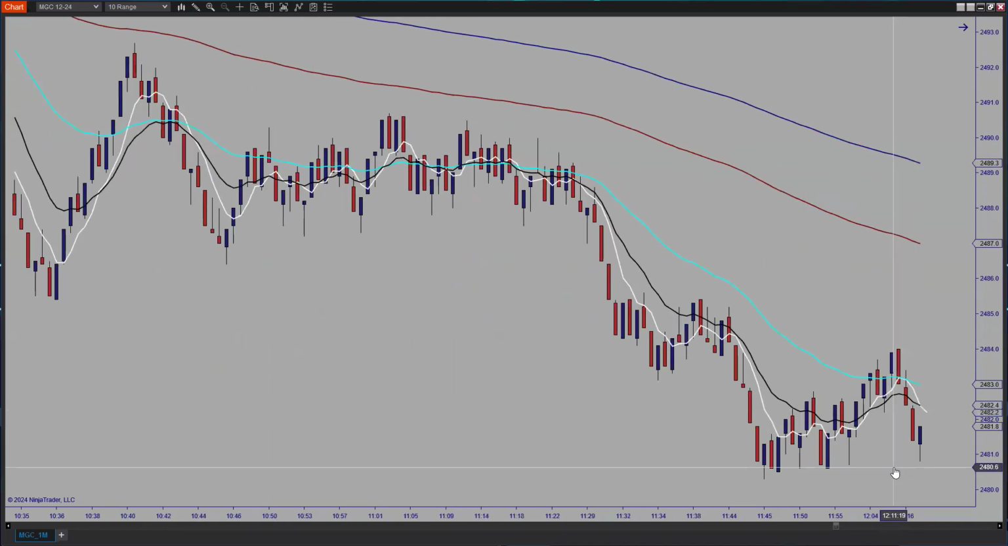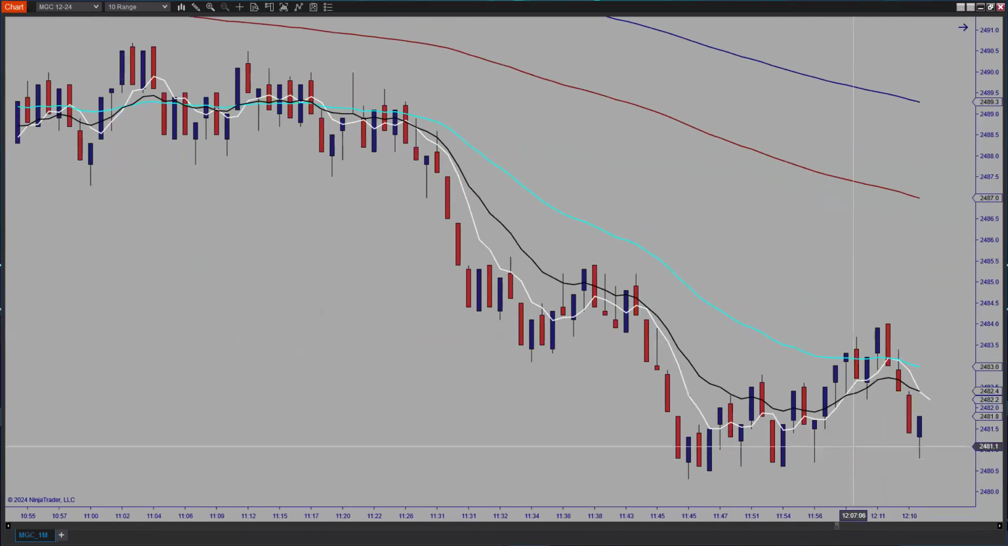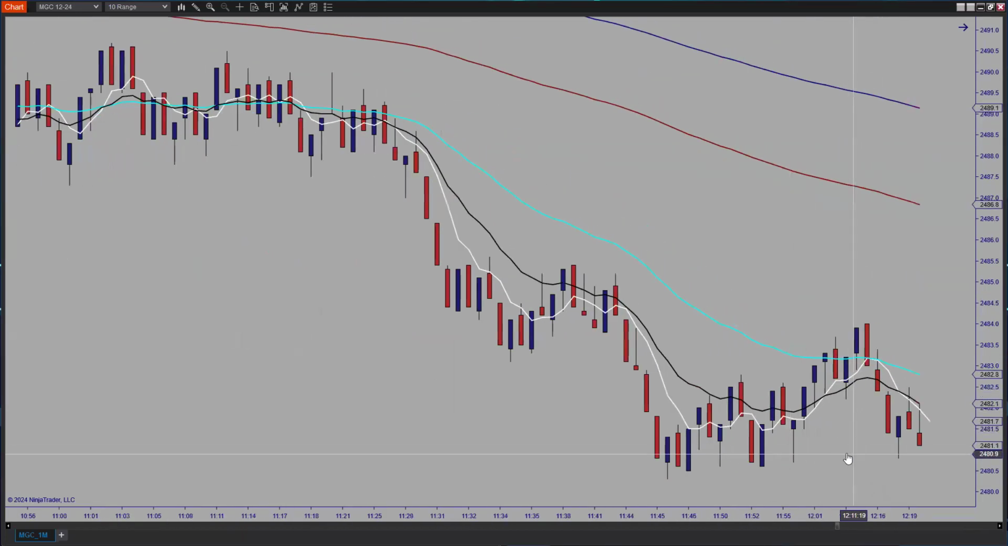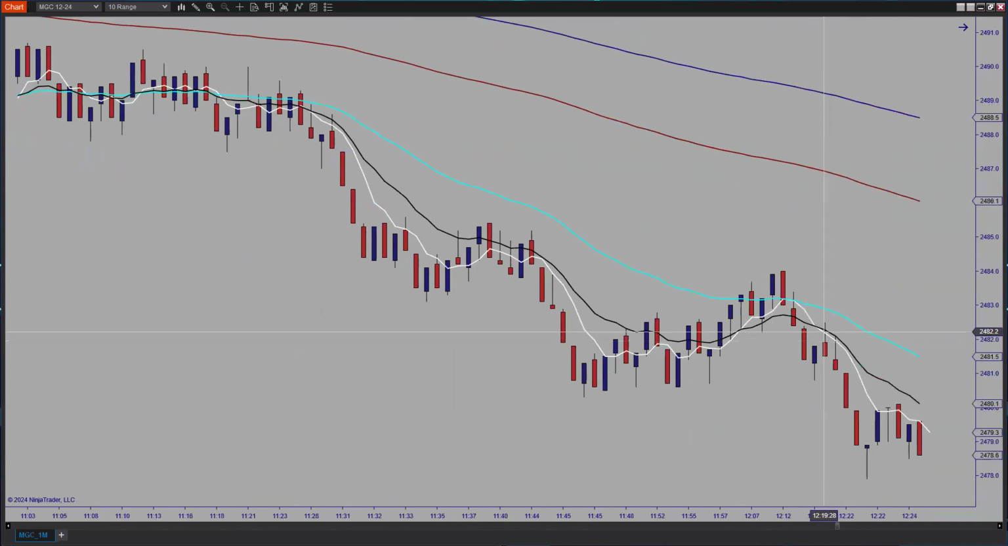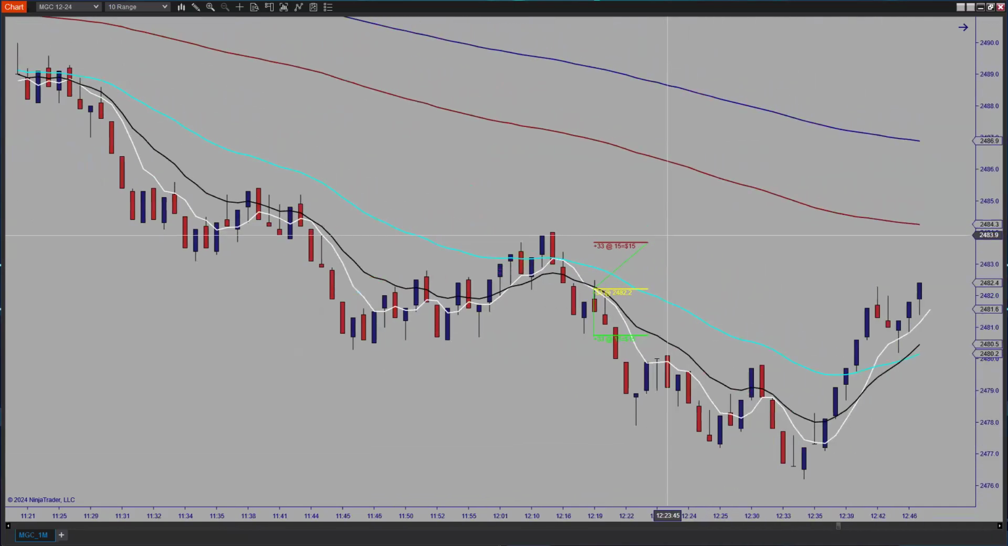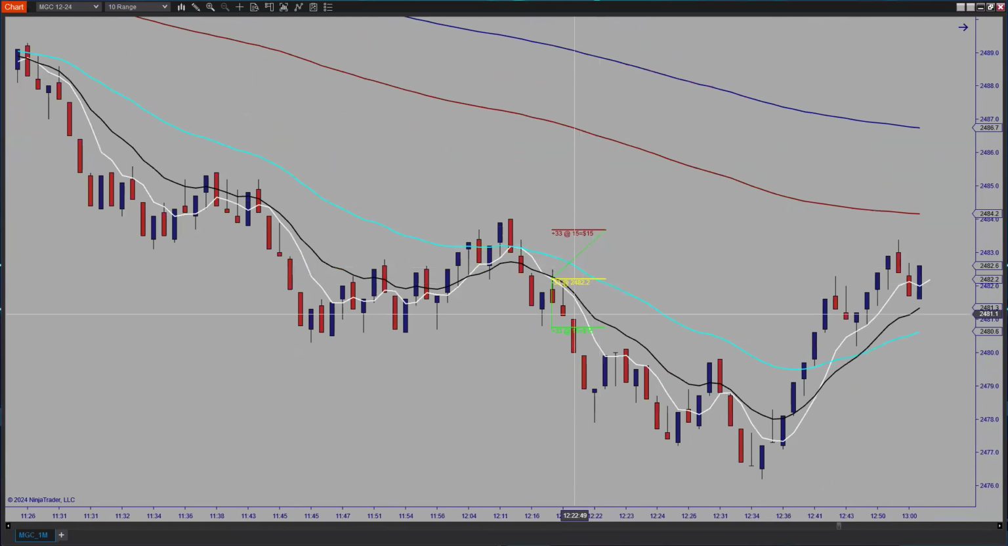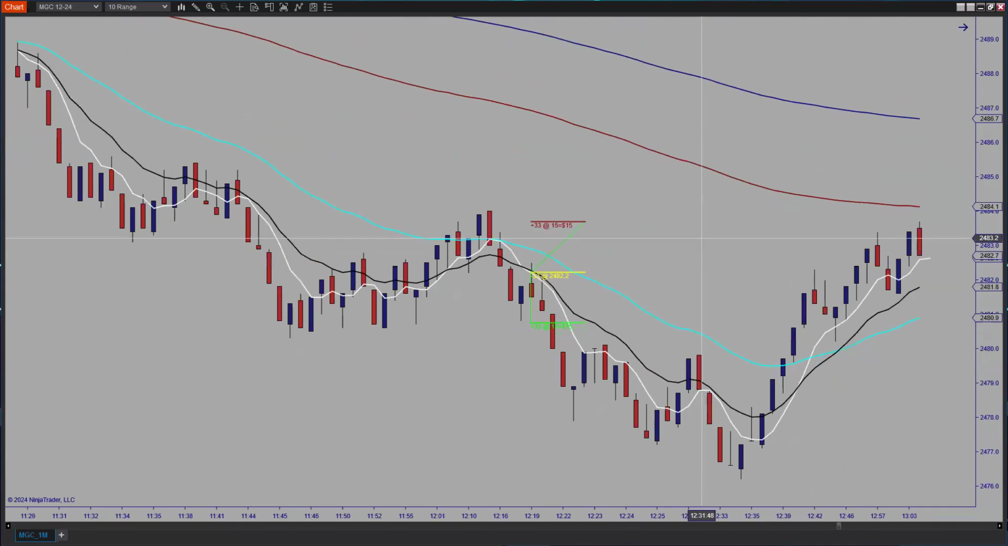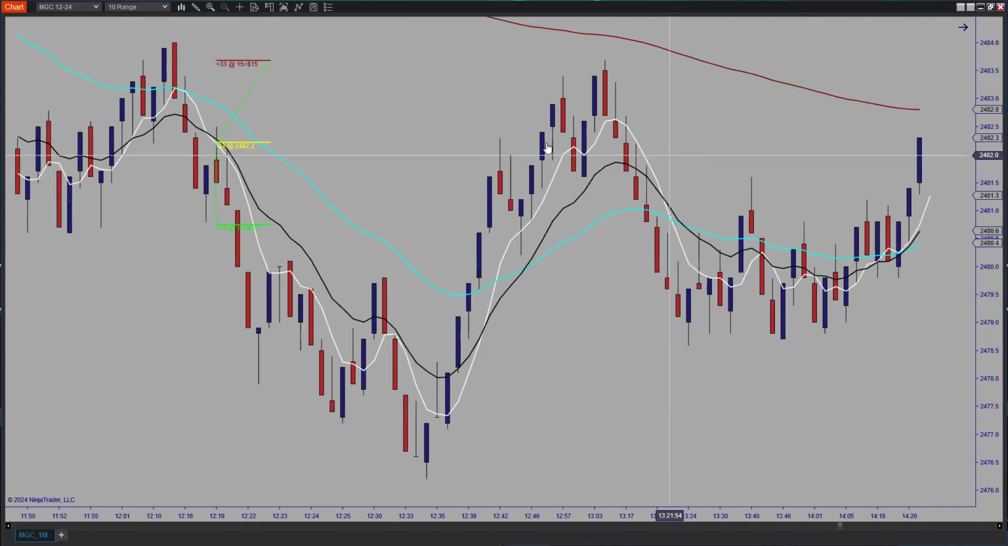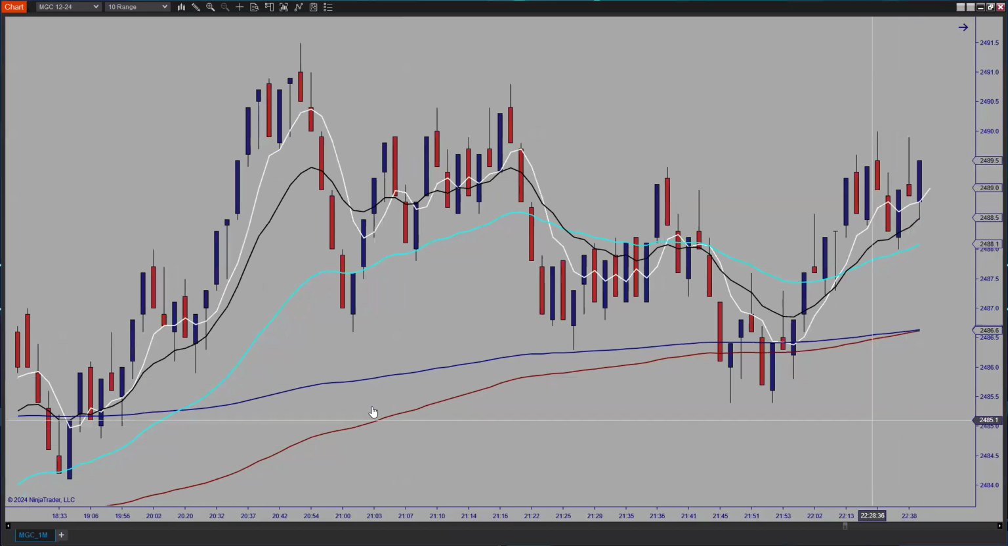Okay, we got another one right here. Did we tag the low? Yeah. This one worked though. That's up to you on what you want to do there. More aggressive, trade it anyway. Less aggressive, you're going to miss trades, but you'll miss out on some stops. So whatever works for you. Let's keep going.